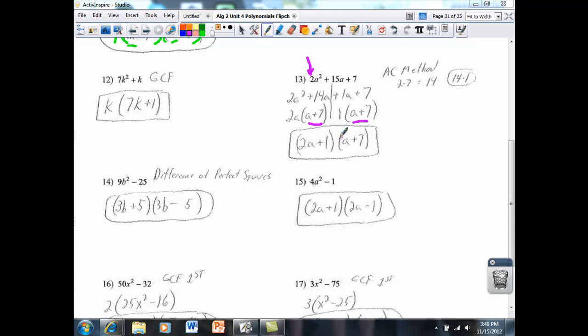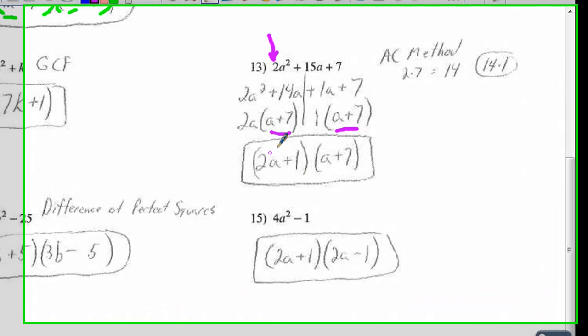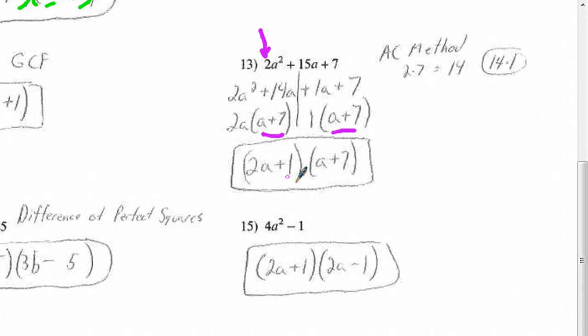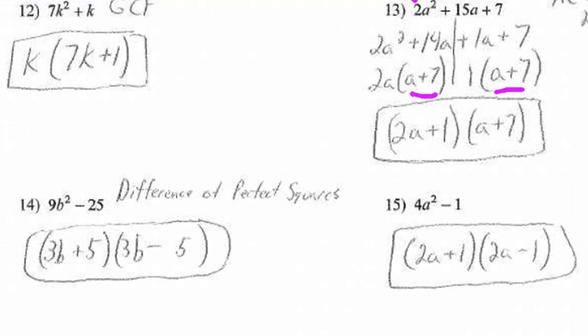Now, once again, just check by FOIL. If you do a quick little mental check, outers and inners will add up to that 15a. 1 times 7 is 7. It checks.